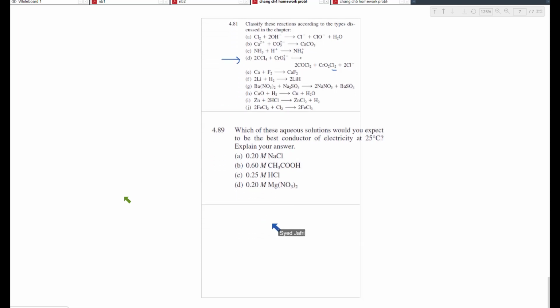Now what about 4.89? It says, which of these aqueous solutions would we expect to be the best conductor of electricity at 25 degrees Celsius? Explain the answer. First of all, normally dilute solutions are better, but it also depends on the concentration, how many ions are there, all these things. The weak acid is not a good conductor. So this is a weak acid.